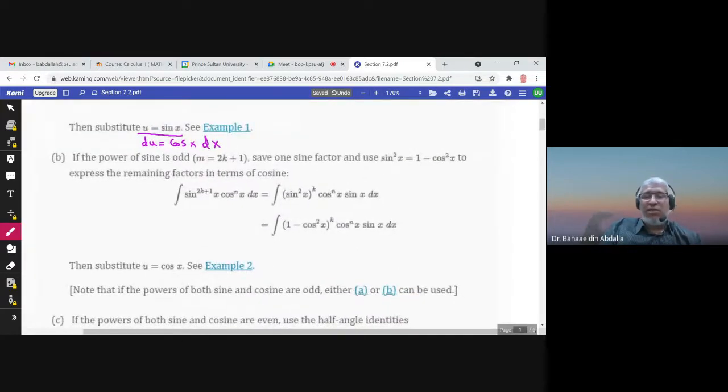Well, the same strategy applies if the power of sine is odd. If you find the power of sine is odd, you will take u equals cosine x, and then du would be the derivative of cosine, which is negative sine x dx. So you need to take one of the sines, because sine has an odd power, to keep it with the dx, and you change everything else to cosine to take u as cosine x.